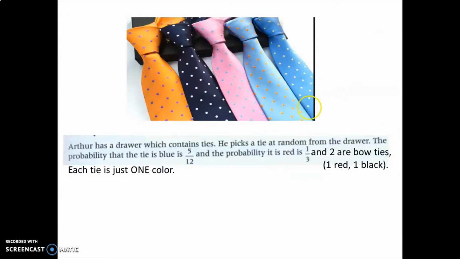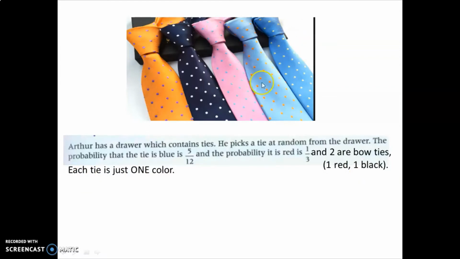So the first problem we'll look at is this. Arthur has a drawer which contains ties. He picks a tie at random from the drawer. The probability that the tie is blue is 5/12, and the probability it is red is 1/3. And we are told that 2 of the ties are bow ties, 1 red, 1 black. Another important note here is that each tie is just one color.